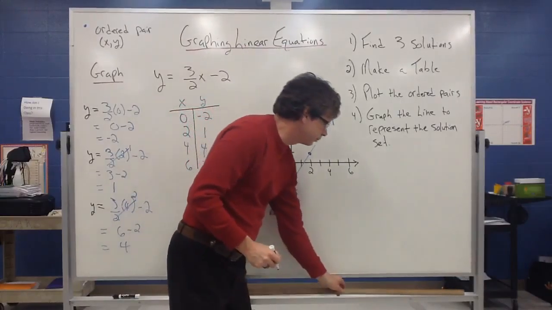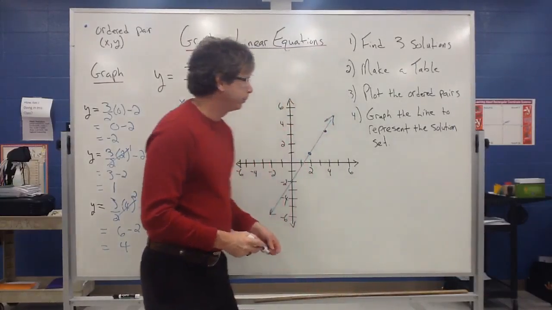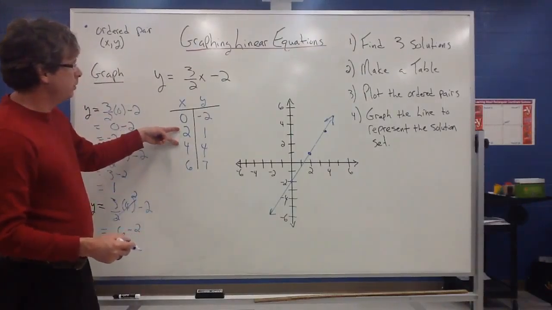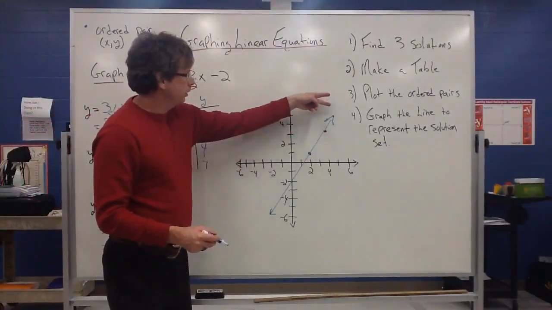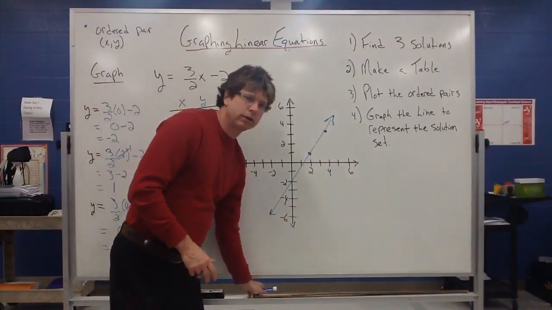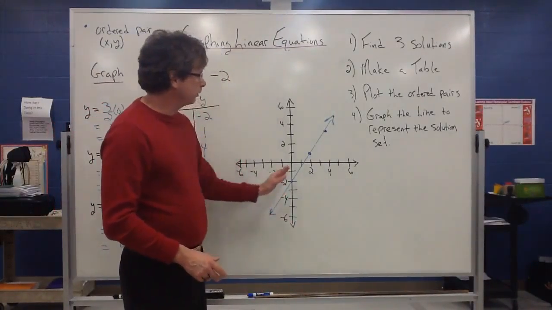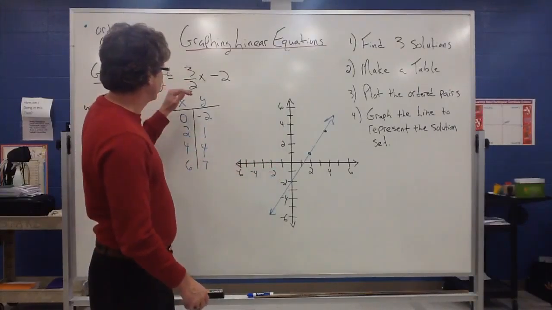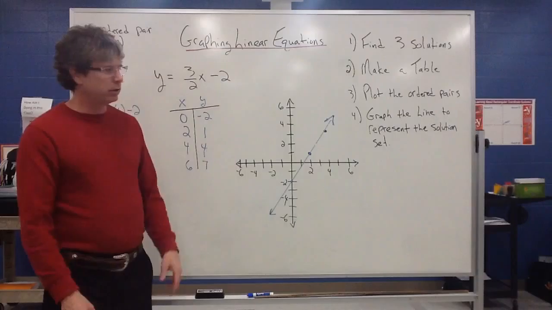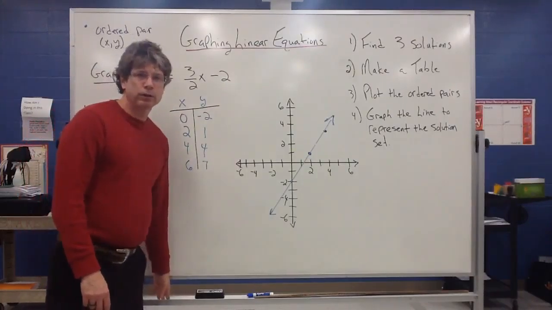So again, I've achieved my goal. I found my 3 solutions, I put them in a table, I plotted my solutions, and then I graphed my line, and that achieves our objective. And again, remember the line represents all the ordered pairs that make this equation true. And that's going to be a theme, especially when we talk about real life application. So stay tuned, we'll do another one.